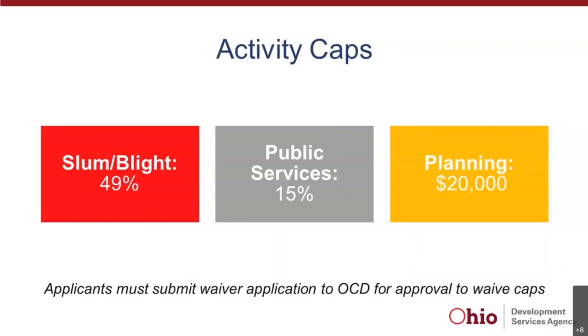Allocation requires at least 51% of the funds, exclusive of administration and fair housing, to be used for low and moderate income benefit projects. Therefore, slum and blight projects are capped at 49% of the grant. Public services are capped at 15%, and planning is capped at $20,000. All 3 caps can be waived with submission of a waiver request form at the time of the application. OCD encourages communities to request waivers for good projects. The need for planning was discussed extensively at our stakeholder outreach meetings, and I would expect to see planning projects submitted for this year's funding.